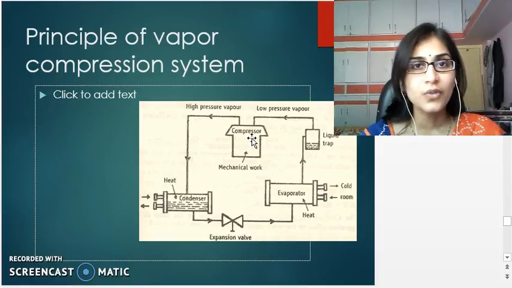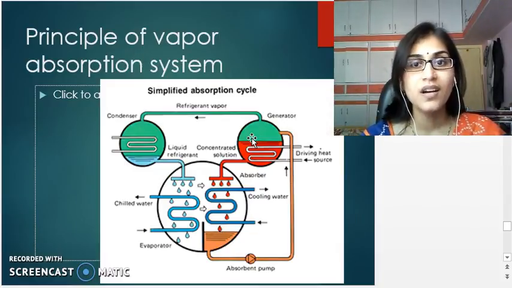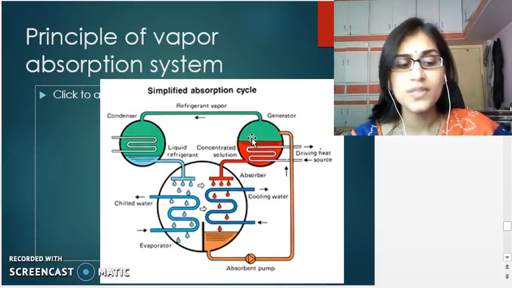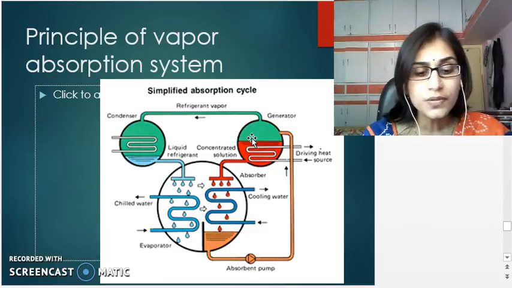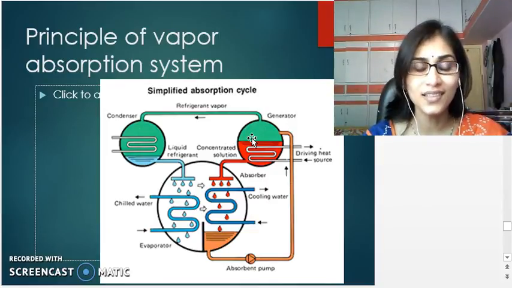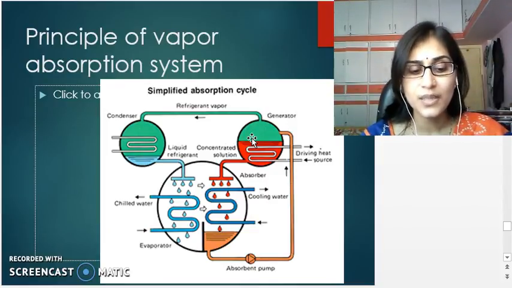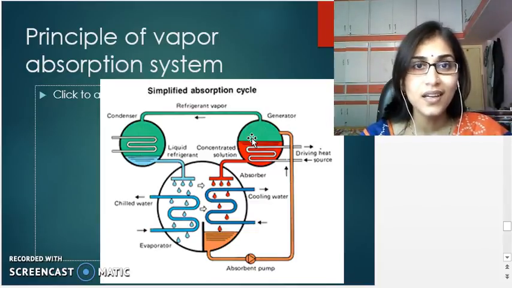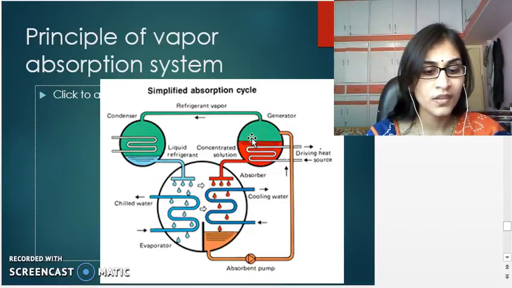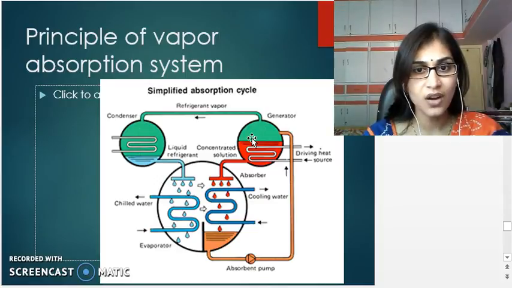Now we will see what is the principle of vapor absorption system. This basic absorption cycle employs two fluids, the refrigerant and absorbent. Water is a refrigerant and lithium bromide is used as the absorbent. These fluids are separated and recombined in the cycle. You can see here on the screen the basic construction of vapor absorption system. With the help of this diagram, we will see now what is the principle of vapor absorption system.